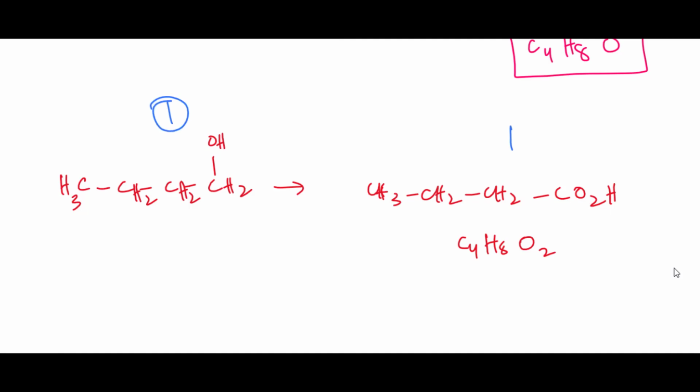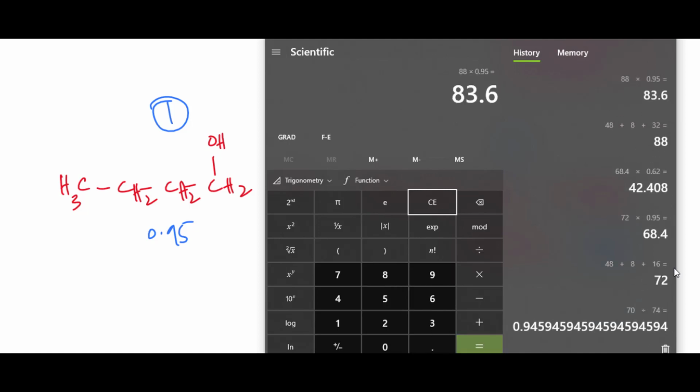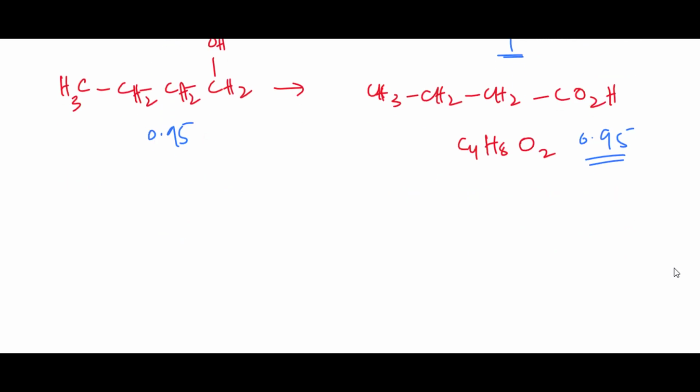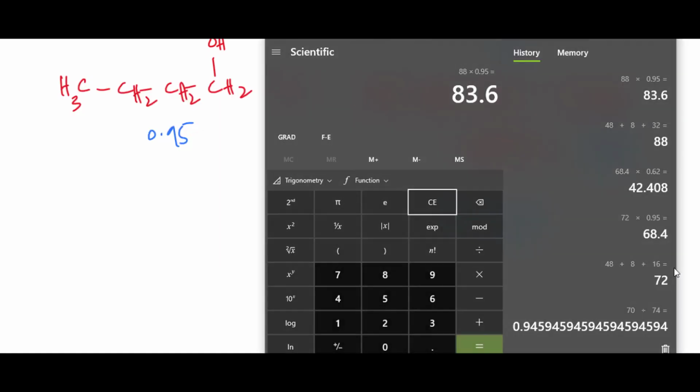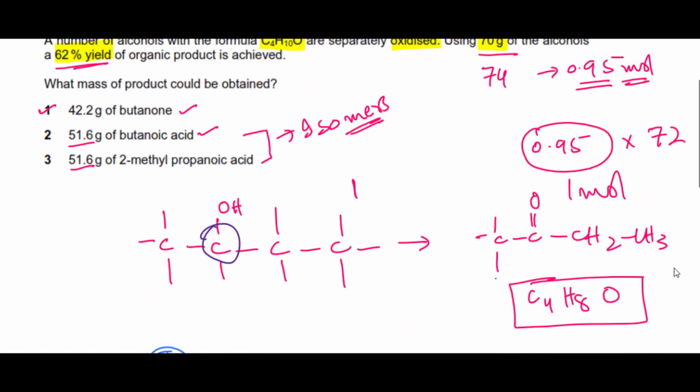Because the molar ratio for the alcohol and butanoic acid is also 1:1, if we have 1 mole of alcohol, we get 1 mole of acid, and if we have 0.95 moles of alcohol, we get 0.95 moles of acid. So what will the mass be? We had MR of 88, multiply by 0.95. This becomes 83.6, which is 100% yield. But we are only getting 62% yield, so 83.6 multiplied by 0.62 is 51.8, or 52, or 51.6, which is quite close. So yes, we get this product as well. And because 2-methyl propanoic acid is another isomer of butanoic acid, we get this one as well. So the answer is option A, which means all 3 are correct.